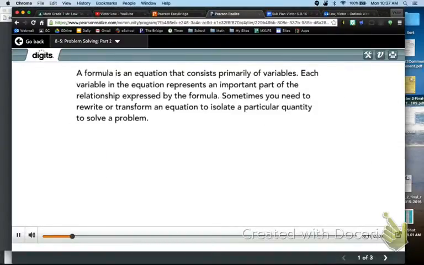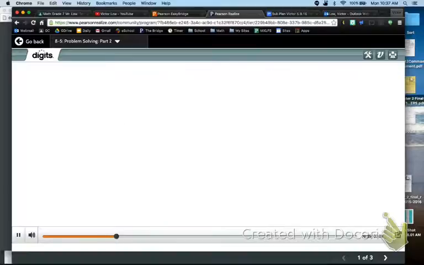A formula is an equation that consists primarily of variables. Each variable in the equation represents an important part of the relationship expressed by the formula. Sometimes you need to rewrite or transform an equation to isolate a particular quantity to solve a problem. Consider the following situation.